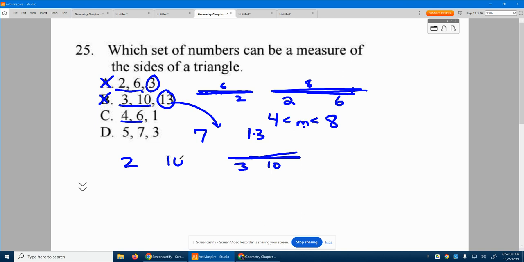All right, what about 4 and 6? Subtract them, 2, add them, 10. Does 1 fit between there? No, it doesn't. So C is out.